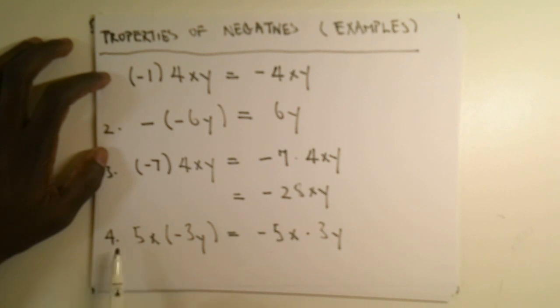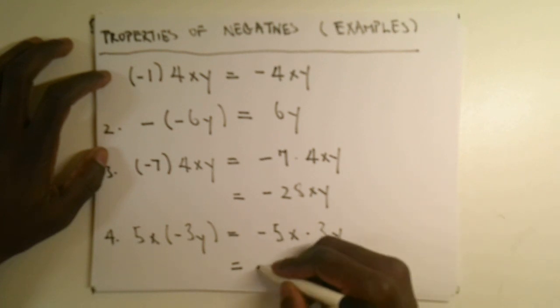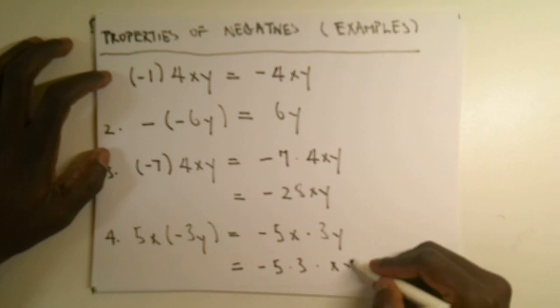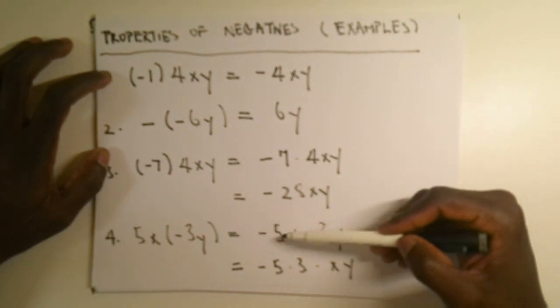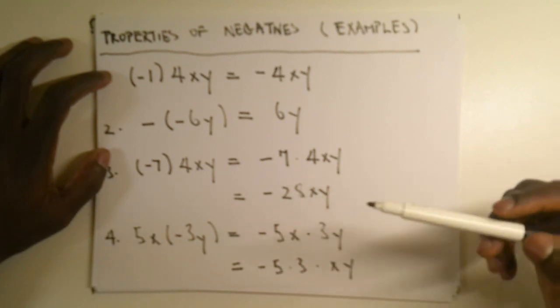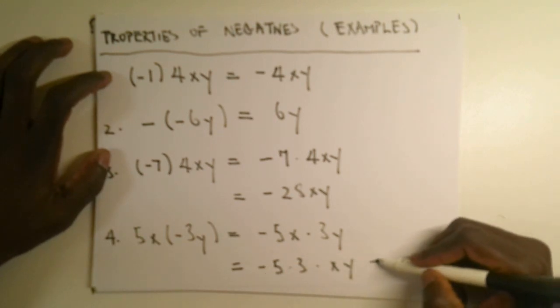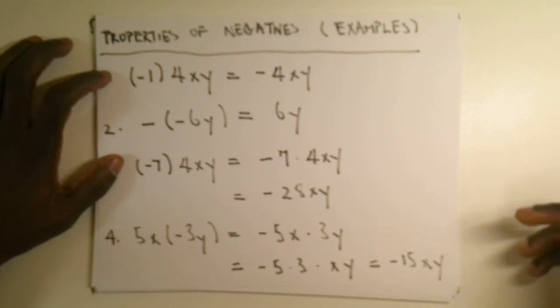Well, why is this important? Because now I can rewrite this as this, where I can bring the 3 next to the 5, through the associative property, and then this gives me negative 5 times 3, which gives me negative 15xy.